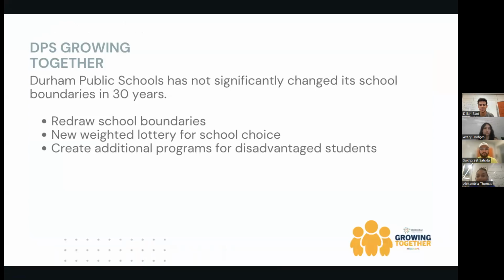DPS Growing Together Initiative. Durham Public Schools has not significantly changed its school boundaries in 30 years. So their goal with the Growing Together initiative is to, one, redraw school boundaries, two, create a new weighted lottery system for school choice for families, and three, create additional programs for disadvantaged students.